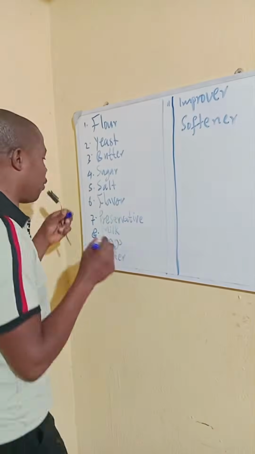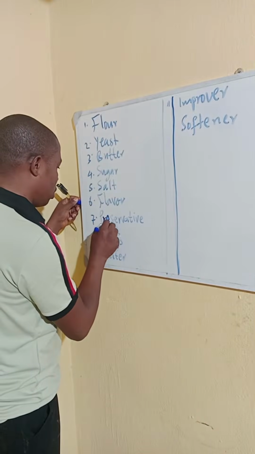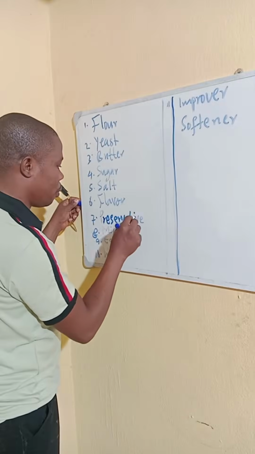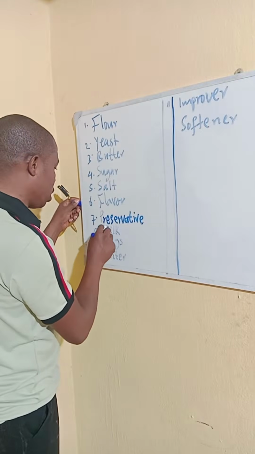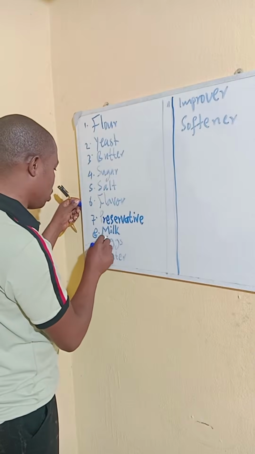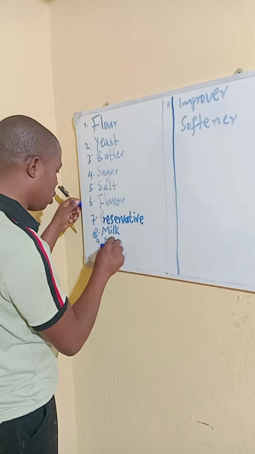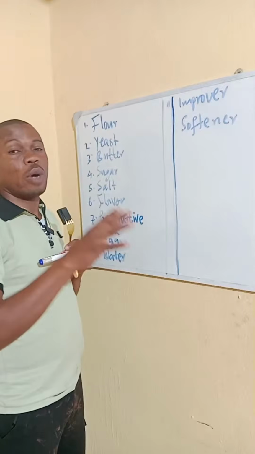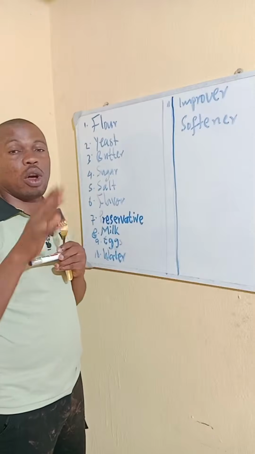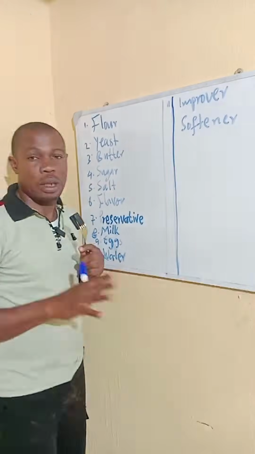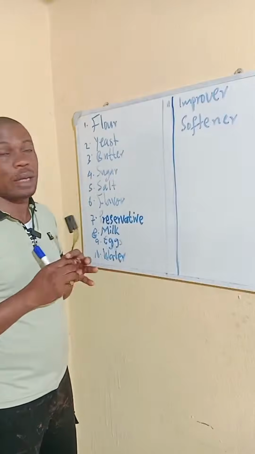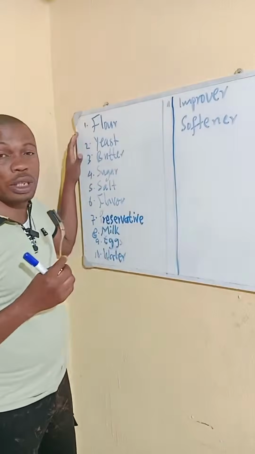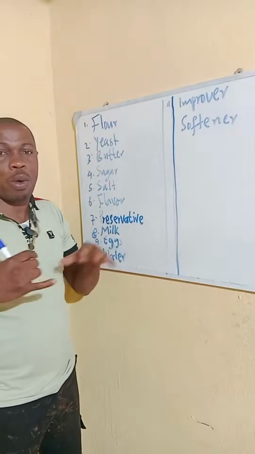Okay. Now this is preservative. This is preservative. This is milk. Eggs, water. You will know at the end of this live session, and you will not regret it. Now let's look at the first thing. These are the basic items you can use in making commercial bread. The first one is your flour, which is the basic ingredient and is the ingredient that holds everything together.